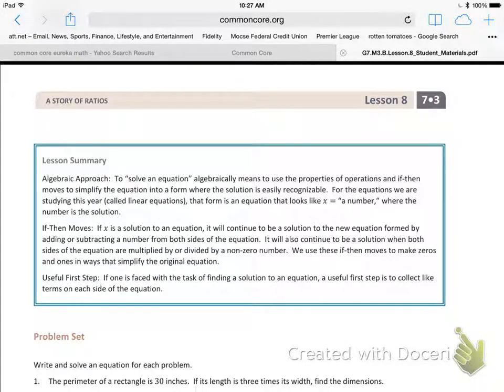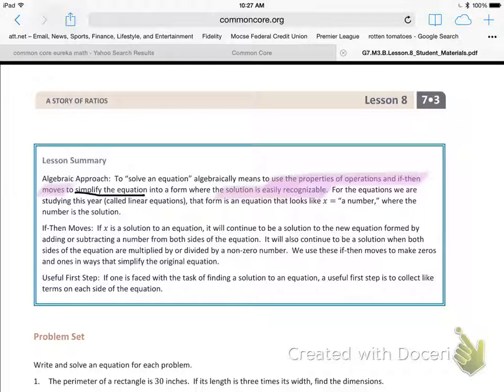All right, and again here we have our lesson summary. Real quick, algebraic approach. To solve an equation algebraically means to use the properties of operation and if-then moves. Okay, those if-then moves, the multiplication, subtraction, division, and addition, okay, properties of equality, all right? To simplify the equation, okay, so that's our goal here, is to simplify the equation into a form where the solution is easily recognizable, okay?